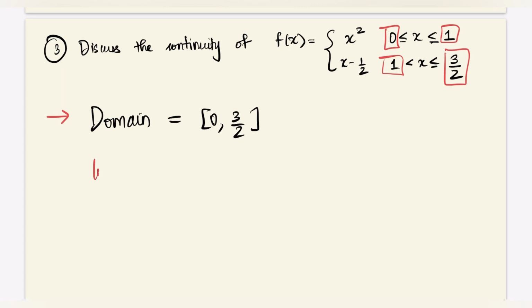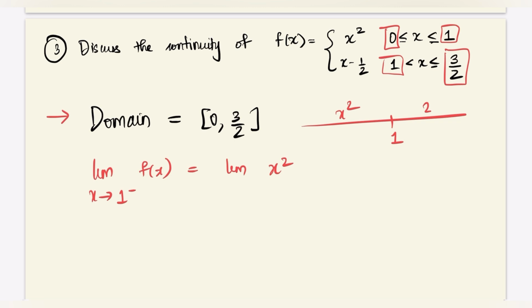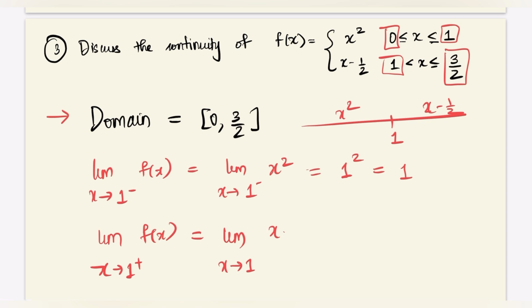Now, the left hand limit of the function is limit of f(x) as x tends to 1 minus, which in this case is x square. As you can see, on the left side it is x square and on the right side it is x minus 1 by 2. So for x tending to 1 minus, you just need to substitute the value and the answer is 1. Also the limit of f(x) as x tends to 1 from the right hand side is the limit of x minus 1 by 2 as x tends to 1 plus. Just put 1 over there and you get 1 minus half, and you have half.